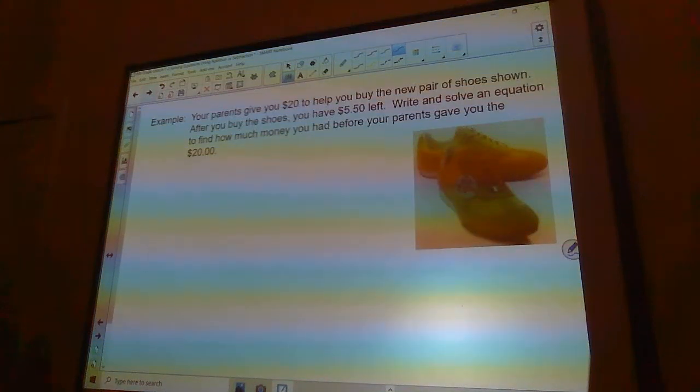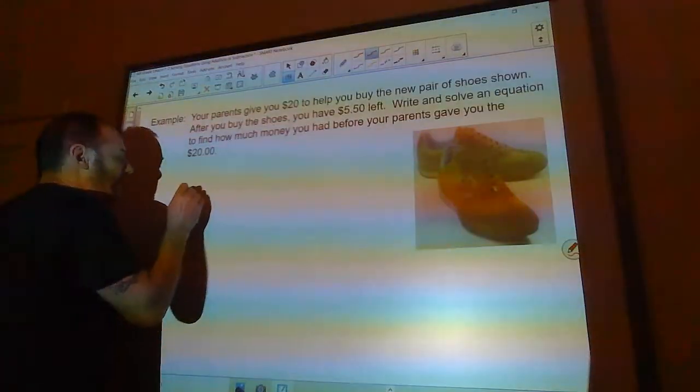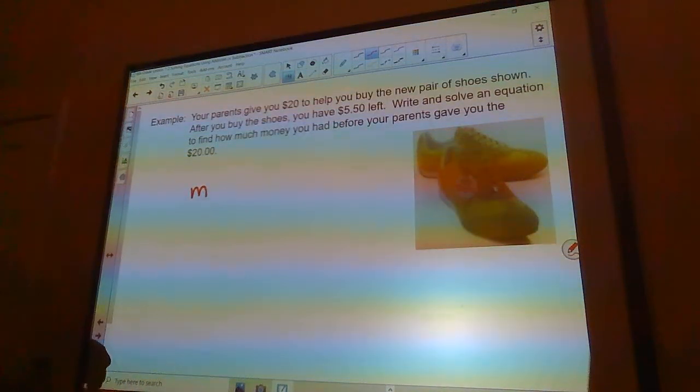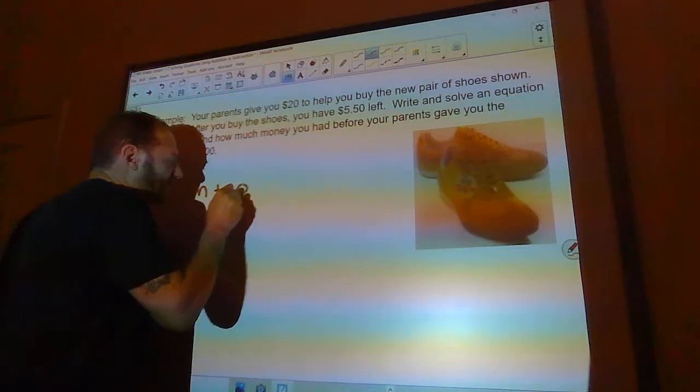All right, what do we got here? Your parents give you 20 bucks to help you find a new pair of shoes. After you buy the shoes, you have $5.50 left. Write and solve an equation to find out how much money you had before your parents gave you the $20. Okay, so here's the thing. You had a certain amount of money. We'll call it M for money. And your parents gave you 20 bucks. So we would add 20 bucks to that amount of money.